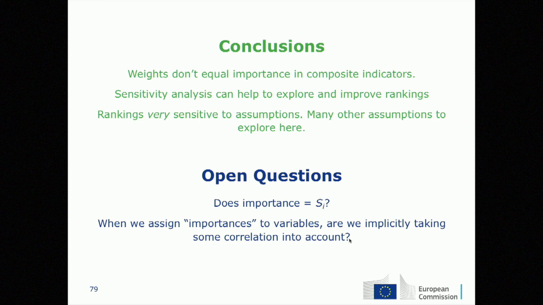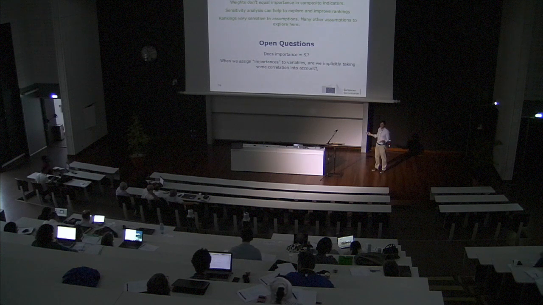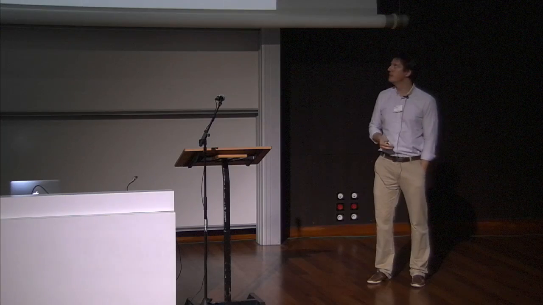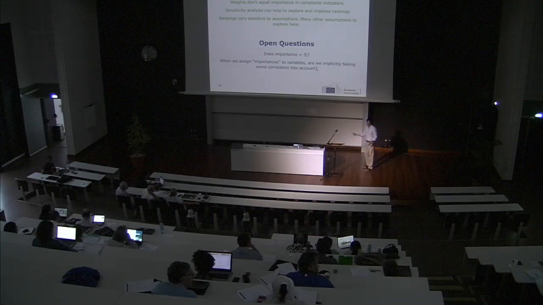And another thing is, we kind of assume, in a way, that when people assign these importances, they're not taking correlations into account. But maybe they are. Maybe when you think that research is 30% important, you've somehow implicitly in your head got an idea that it's correlated with other variables, just from life experience or something like that. So there's plenty of caveats, basically.